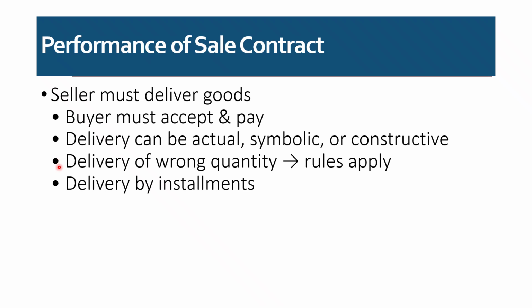Also, when delivery of a wrong quantity happens, then these rules also apply, and also delivery by installments. Let's understand it with an example. If you order a microwave online and the seller delivers a different model, the wrong product, then performance is not valid because wrong goods were delivered. So performance ensures that both the parties fulfill their obligations as agreed in the contract.